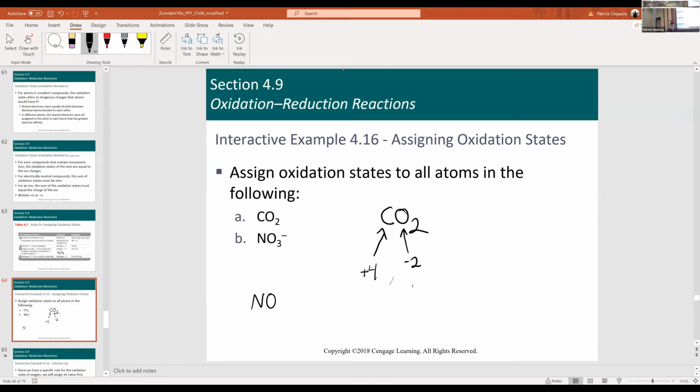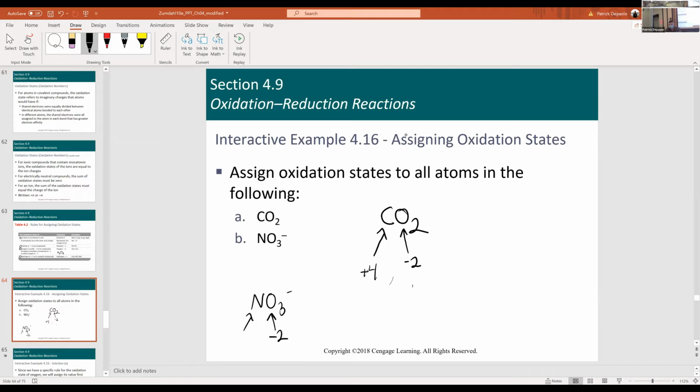So NO3 minus. Now keep in mind, for this one, the total charge is not going to equal 0. This is nitrate, if you've seen it before. We're going to figure out the oxidation states of nitrogen and oxygen in nitrate. Now the total charge is -1, so we have to keep that in mind when we're determining the oxidation state of nitrogen. So oxygen, what's the state? Yep, -2 always.